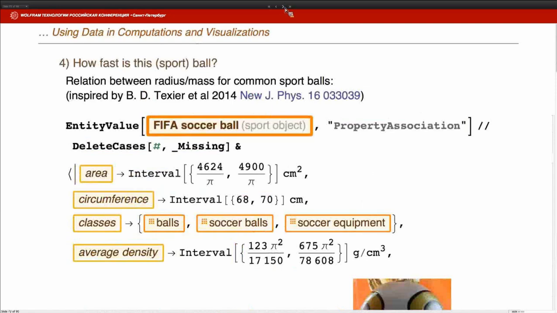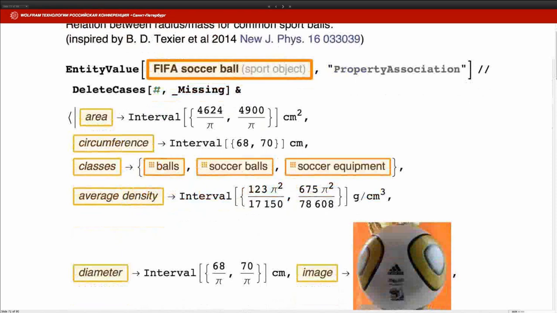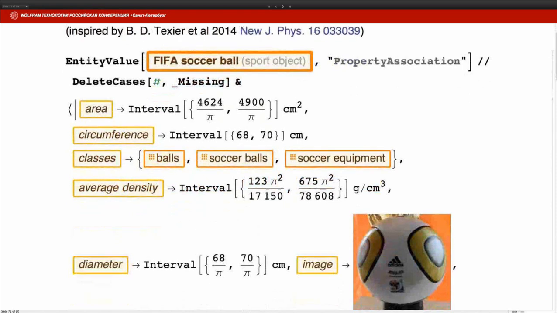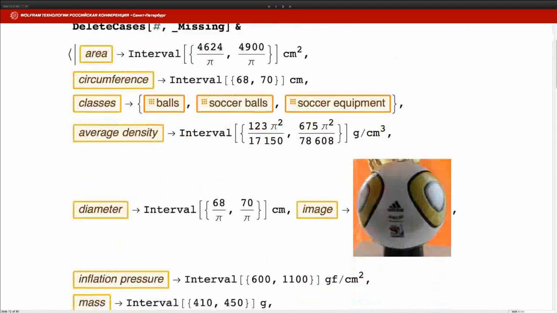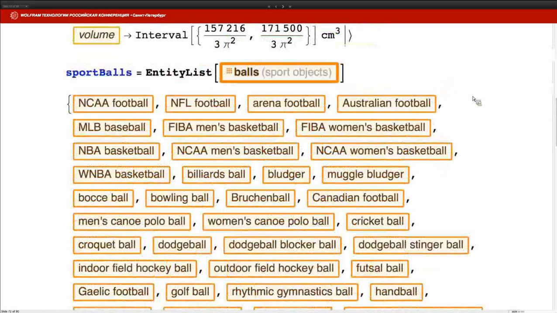Let's skip this one too. This is a fine one. There was a nice paper last year about what is the relation between the speed of sport balls versus their masses and radii. So we know a lot about sport balls, like here's a proper FIFA soccer ball. We know their areas, their masses, their top speeds.